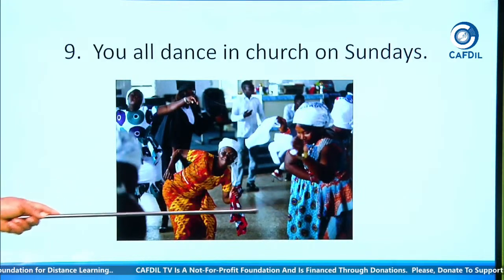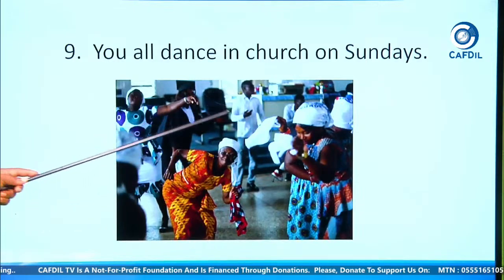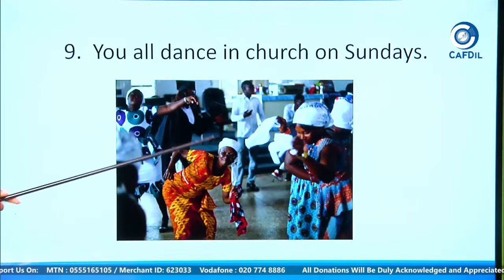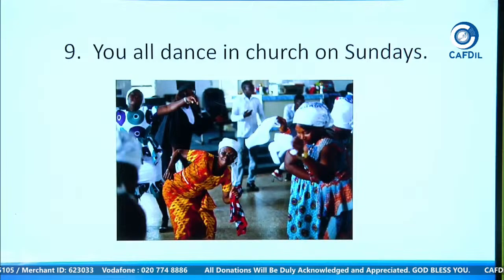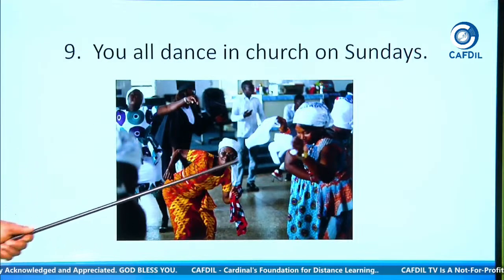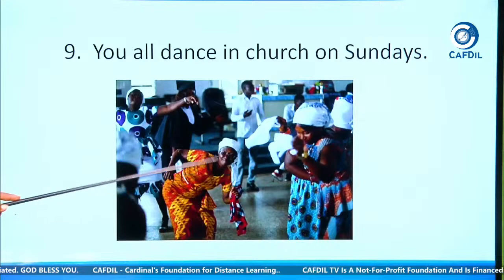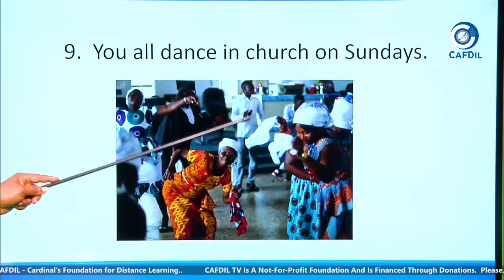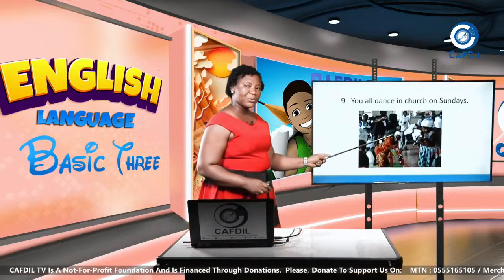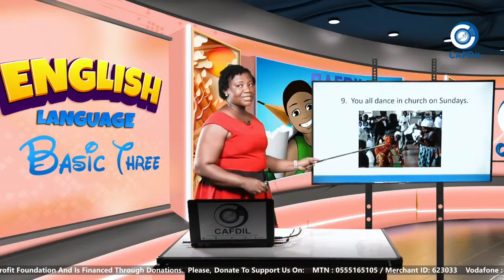In this picture, there are some people in the dressing. And let's see if you can tell me where they are. Yes, they are in church. What are they doing? Yes, they are dancing. So we're going to have a sentence describing what they are doing. And because we know they are in church, we will form a sentence that will show exactly where they are and what they are doing.